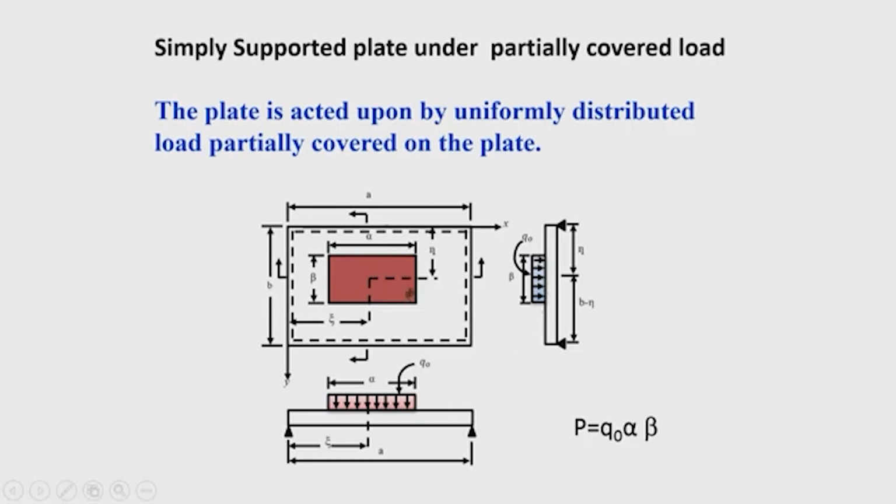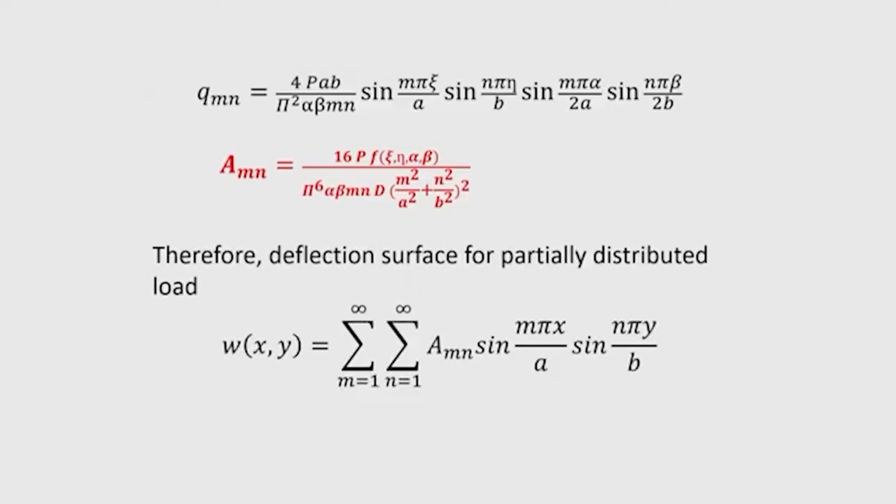For that loading case, we found the deflected surface of the rectangular plate. The general formulation requires the Navier series, which is given by the double summation of a m n sin m pi x by a sin n pi y by b. In the Navier series, a m n is given by 16 p as some function of xi, eta, alpha, beta. What are these parameters? Let us see. Xi and eta are the coordinates of the centroid of the load, and alpha and beta are the length and width of the loaded area. These are the parameters which give a function f which is dependent on xi, eta, alpha, beta.